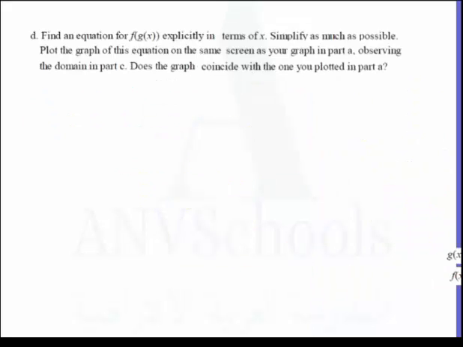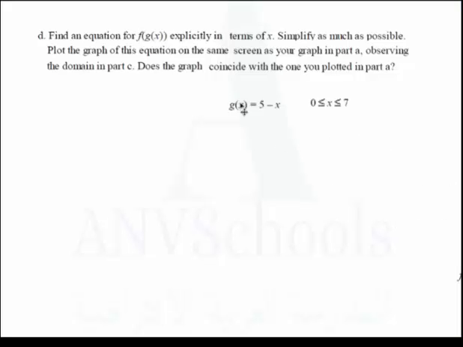Find an equation for f∘g of x explicitly in terms of x. Simplify as much as possible. Plot the graph of this equation on the same screen as your graph in part A, observing the domain in part C. Does the graph coincide with the one you plotted in part A? Let's take a look. This is our g of x, and this is our f of x.